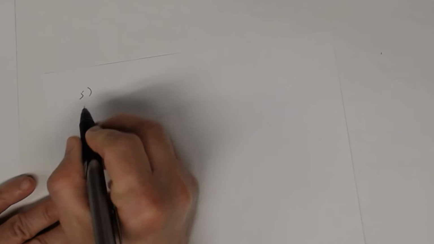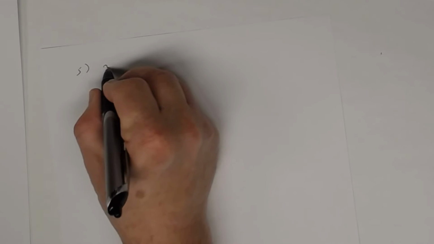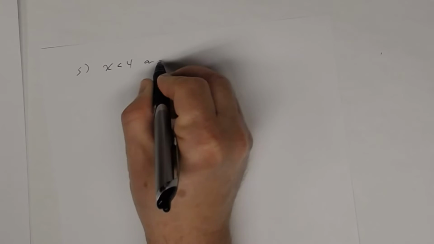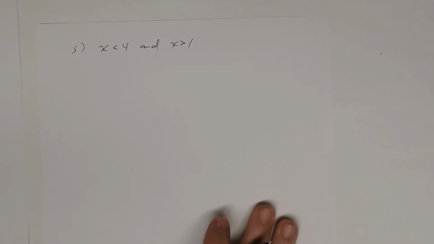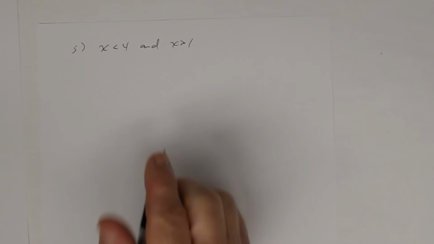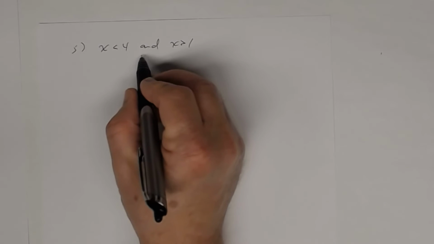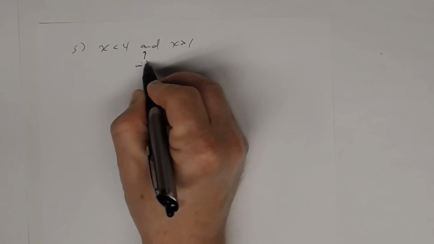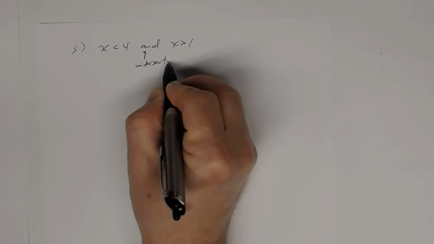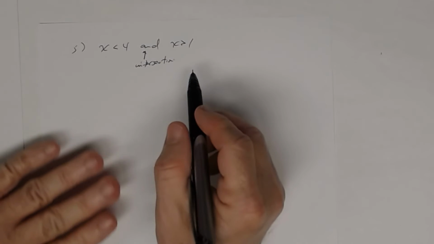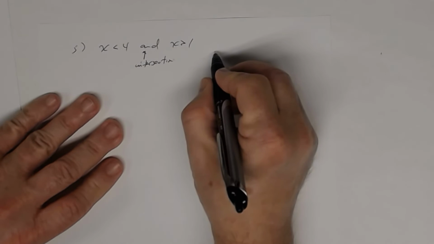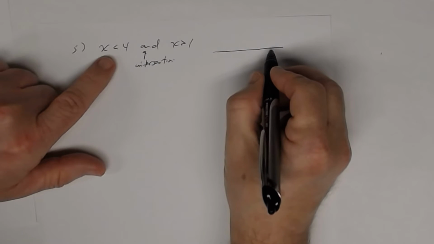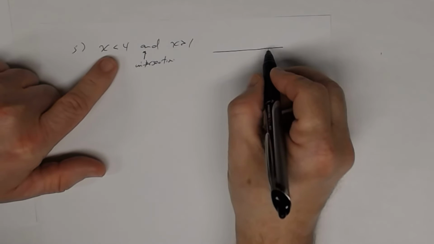Okay, number 5. So let's suppose in number 5 I had x is less than 4 and x is greater than 1. So remember the and statement. When you think of and, you've got to think of intersection, right? All right, the way I would do this is I would graph each one individually. That's the way you need to think about this. So let's graph this one first. x is already by itself.